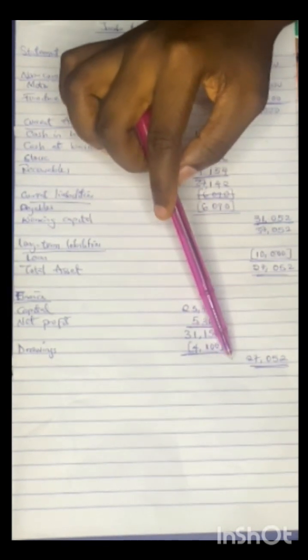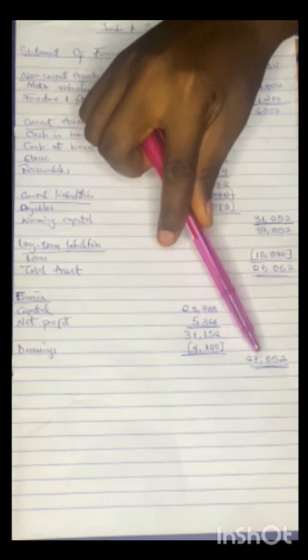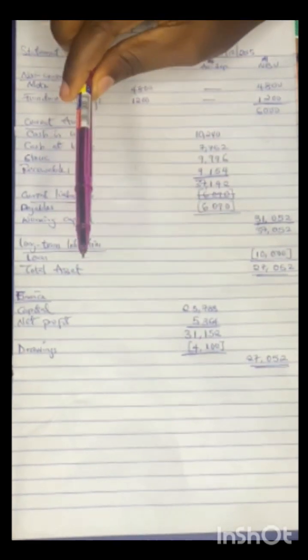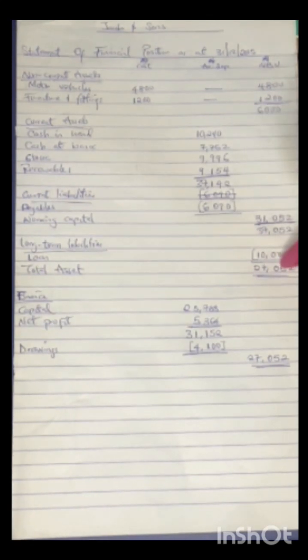Now, like I said, when we have assets minus liabilities, our answer must be equal to the capital. Are we there now? This is why our statement of financial position must always balance if we apply the correct principles. As you can see, this is a balanced account. The capital amount is equal to that of the assets minus the total liabilities. So with this, we've come to the end of our videos on the statement of financial position.